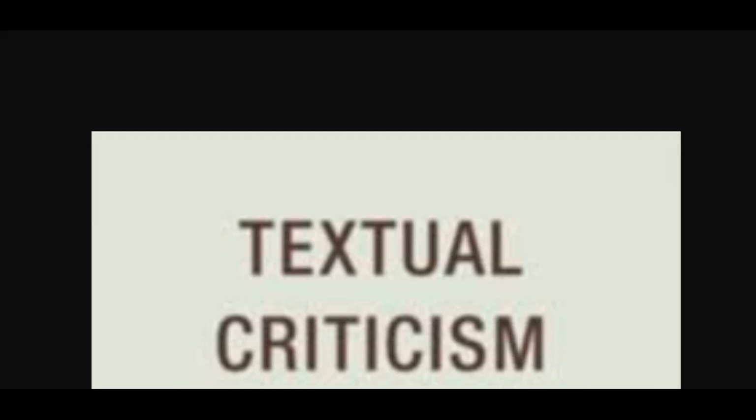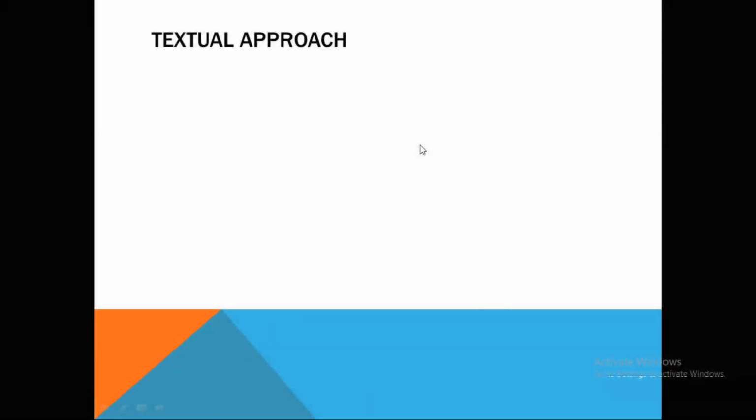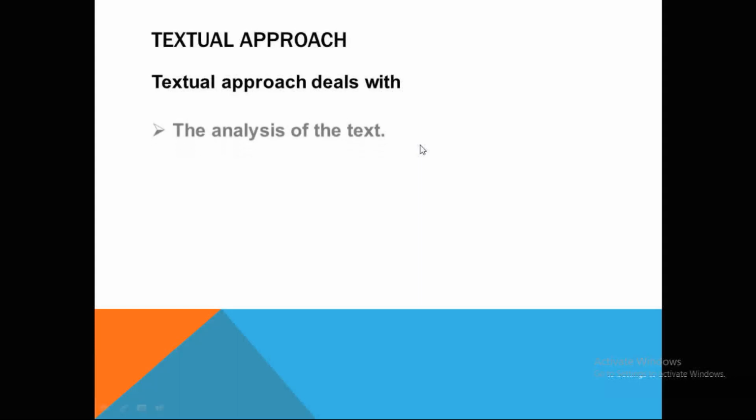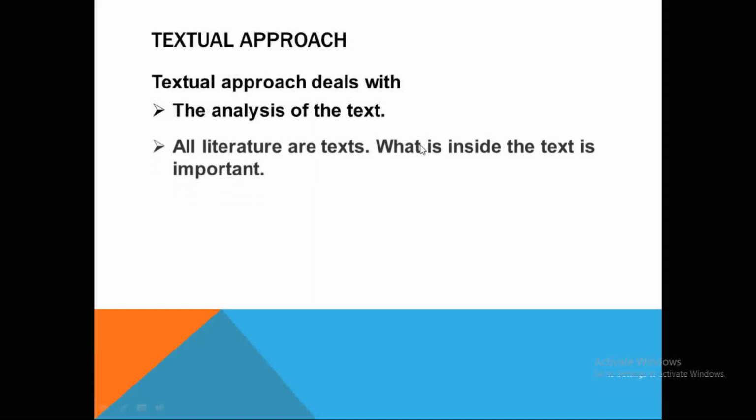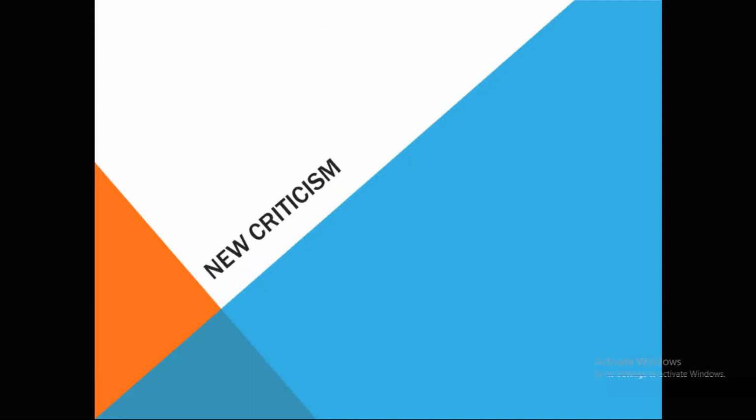As you can come to terms with the word itself, the textual approach deals with the analysis of literature from the textual perspective. So every literature that we consider should be considered as a text, and within this text we have different kinds of analysis and different schools of criticism. Now let's go into the topic that we are planning to discuss today. It is New Criticism. Basically, New Criticism is an American school of criticism.